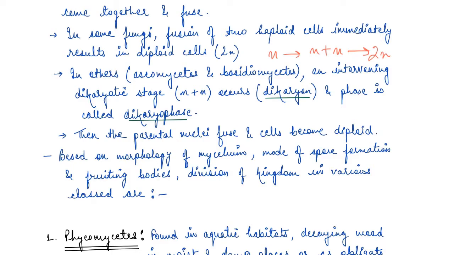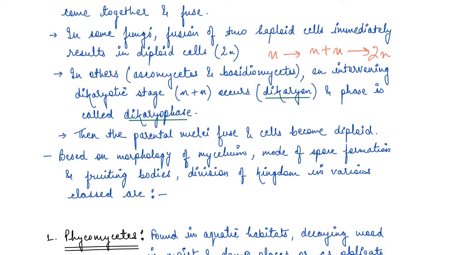So the kingdom is divided into various classes based on the morphology of mycelium, the mode of spore formation and fruiting bodies. Basically they divided the different types of fungus based on the morphology of mycelium, which is nothing but a colony of hyphae, spore formation and fruiting body. And the first group is Phycomycetes.